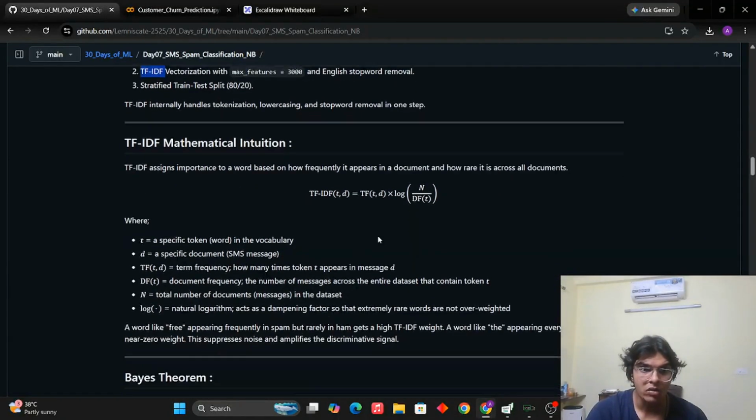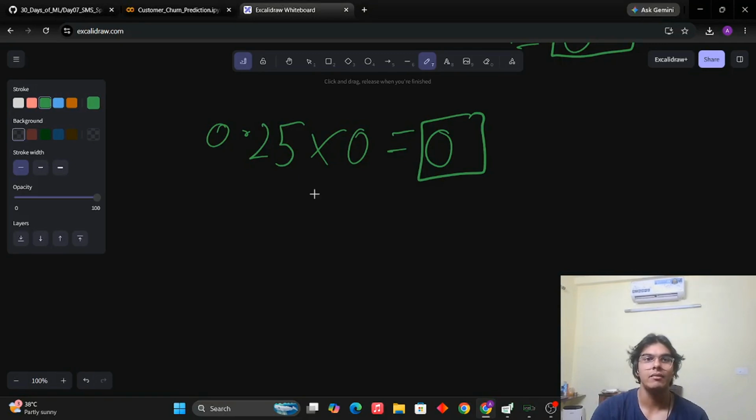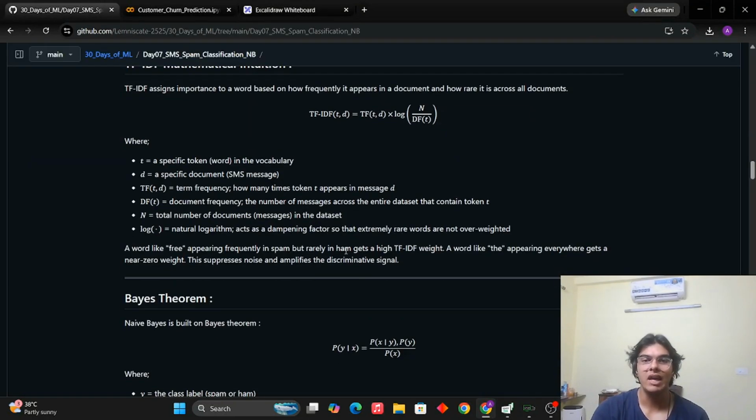You can read it alongside as well. So, a word like "free", which occurs frequently in spam but not in ham, gets a very high TF-IDF weight because it is very rare in ham. But in the spam, it's appearing too many times, so it might just become close to zero, like it did in the calculation that we did. Okay. So this is the intuition of TF-IDF.